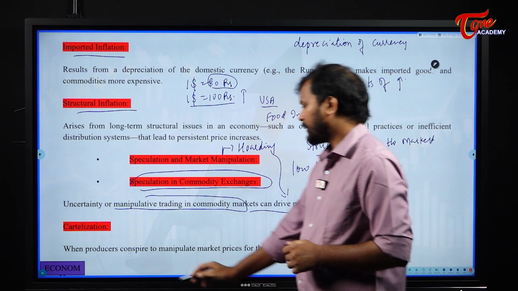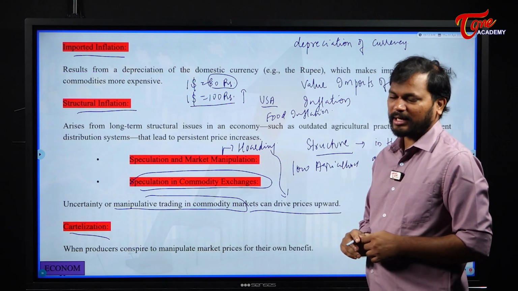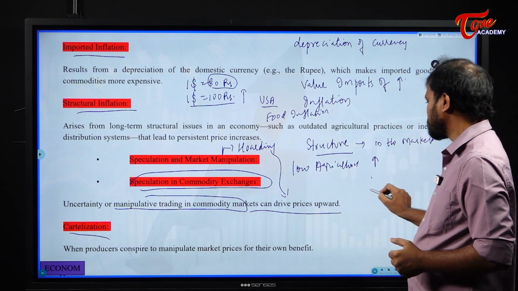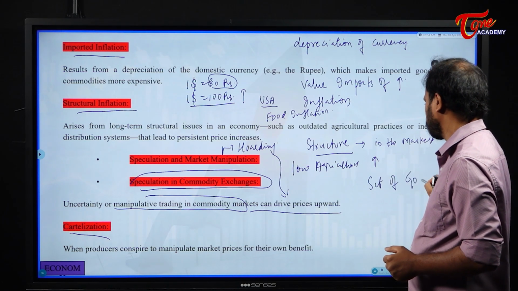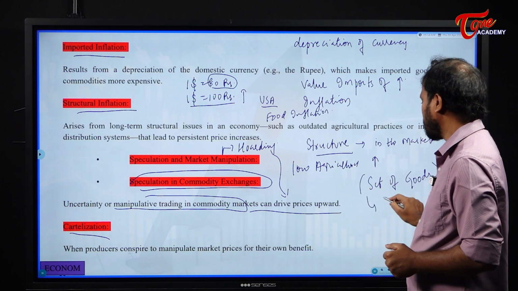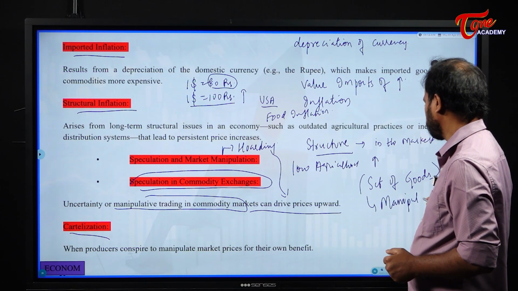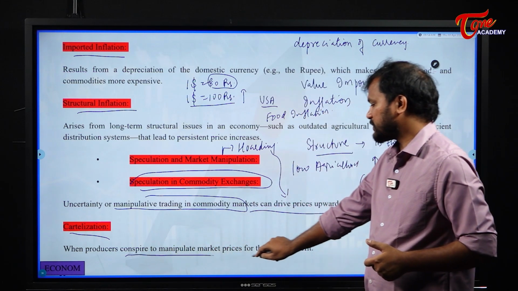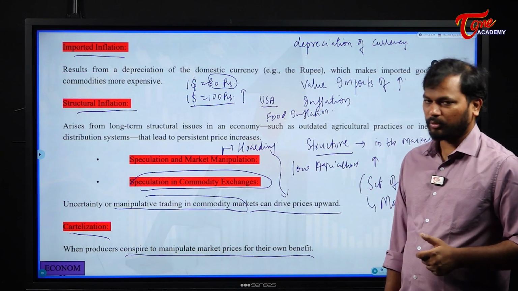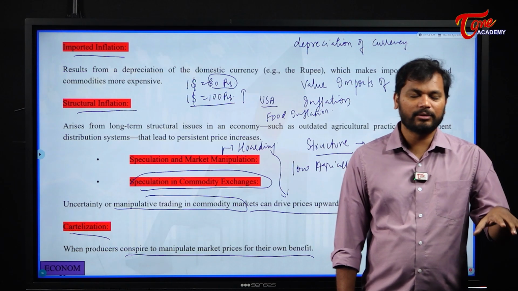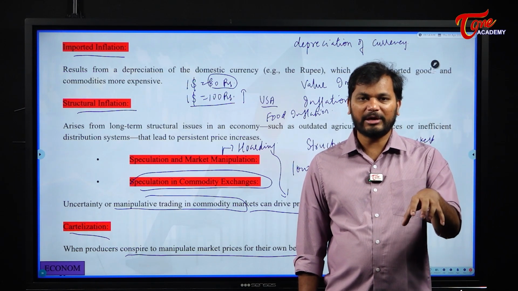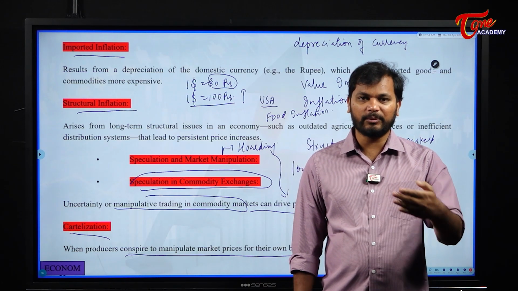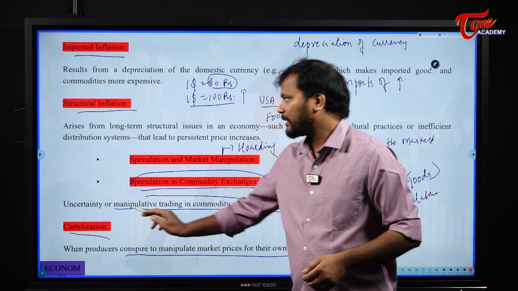Okay, next, cartelization. Hoarding is with respect to one particular good. Cartelization is nothing but manipulating a set of goods. When producers conspire to manipulate market prices for their own benefit, it's not one producer and one good, but a set of producers manipulating a set of goods over time to artificially increase the price or to manipulate the market. That is what is called cartelization.